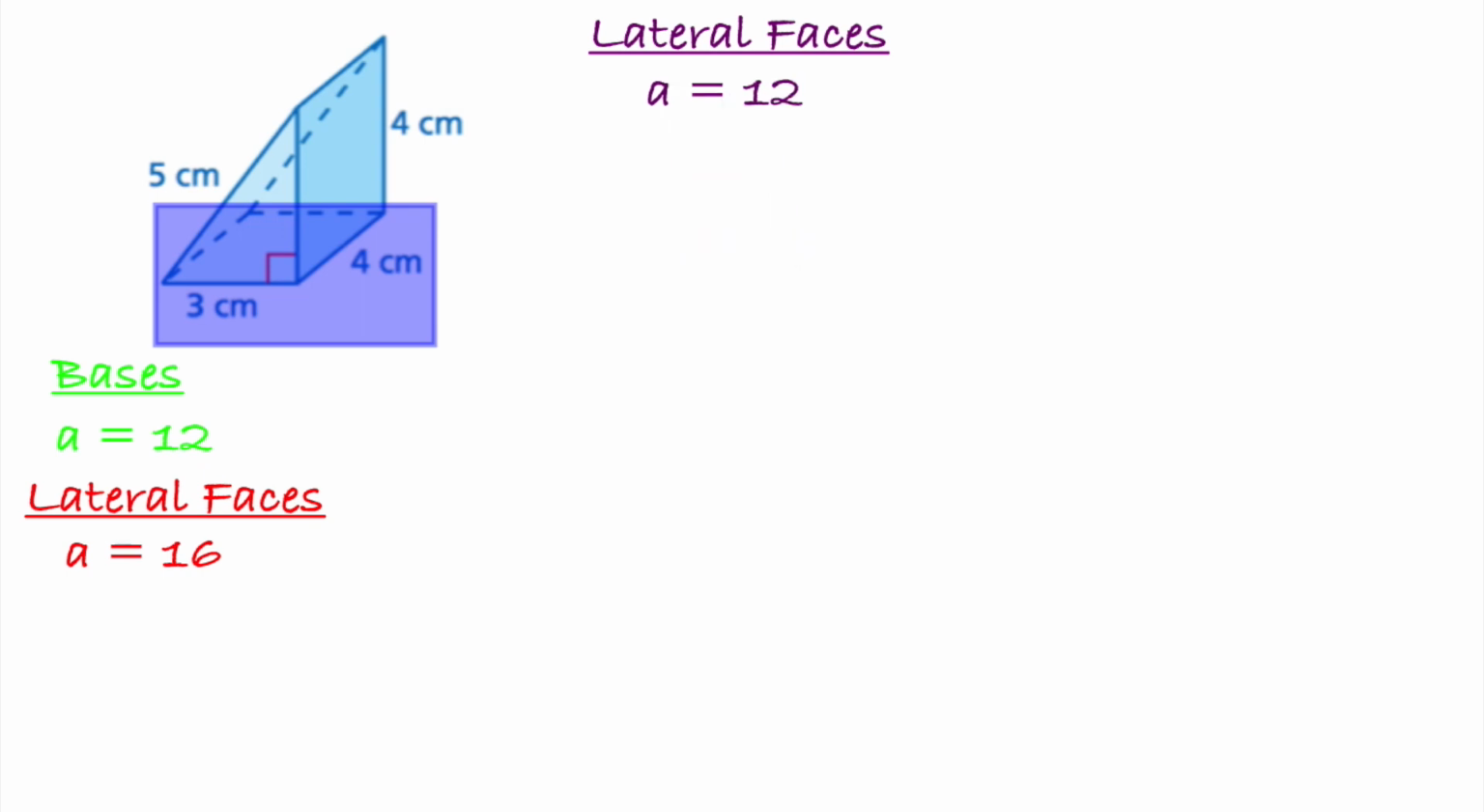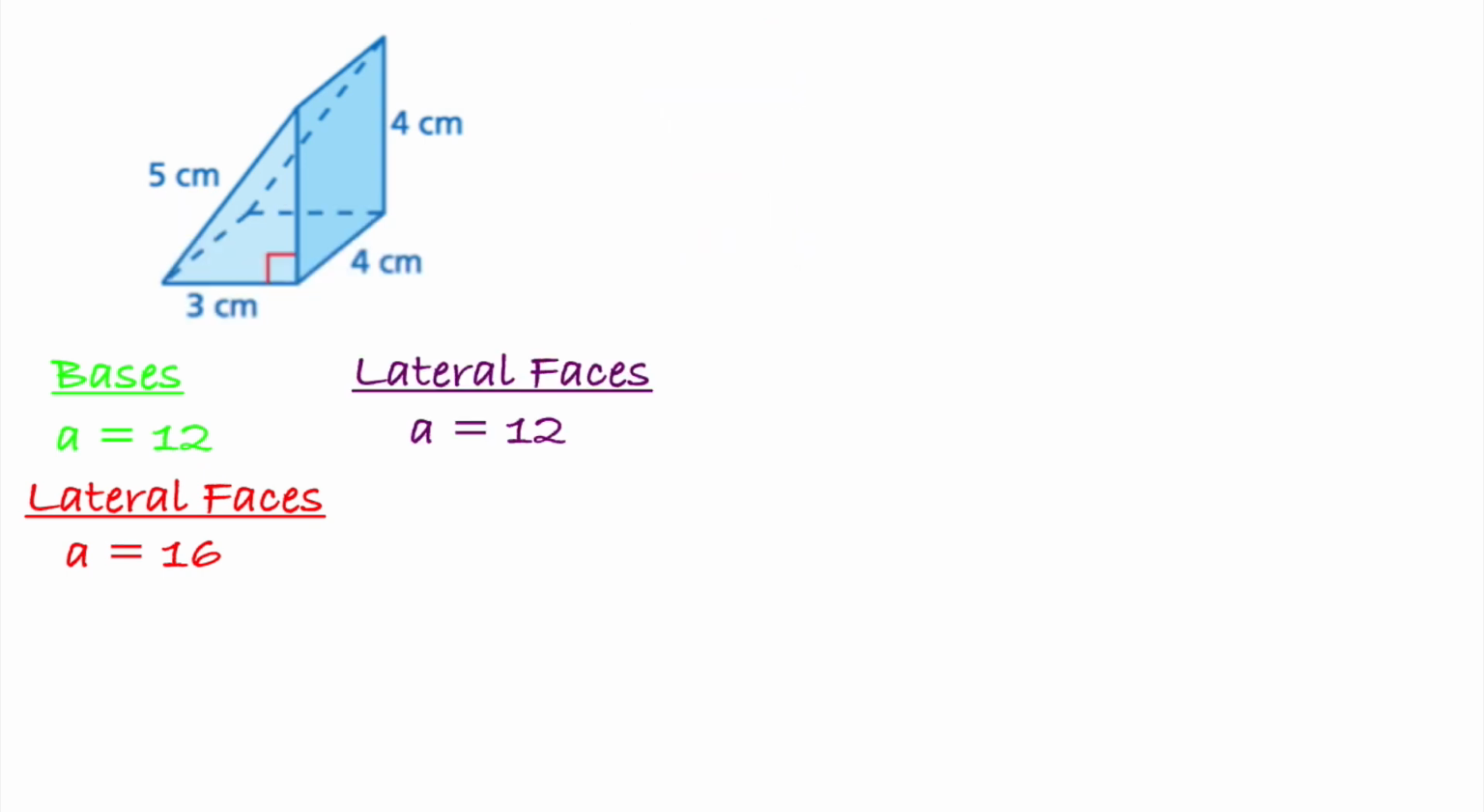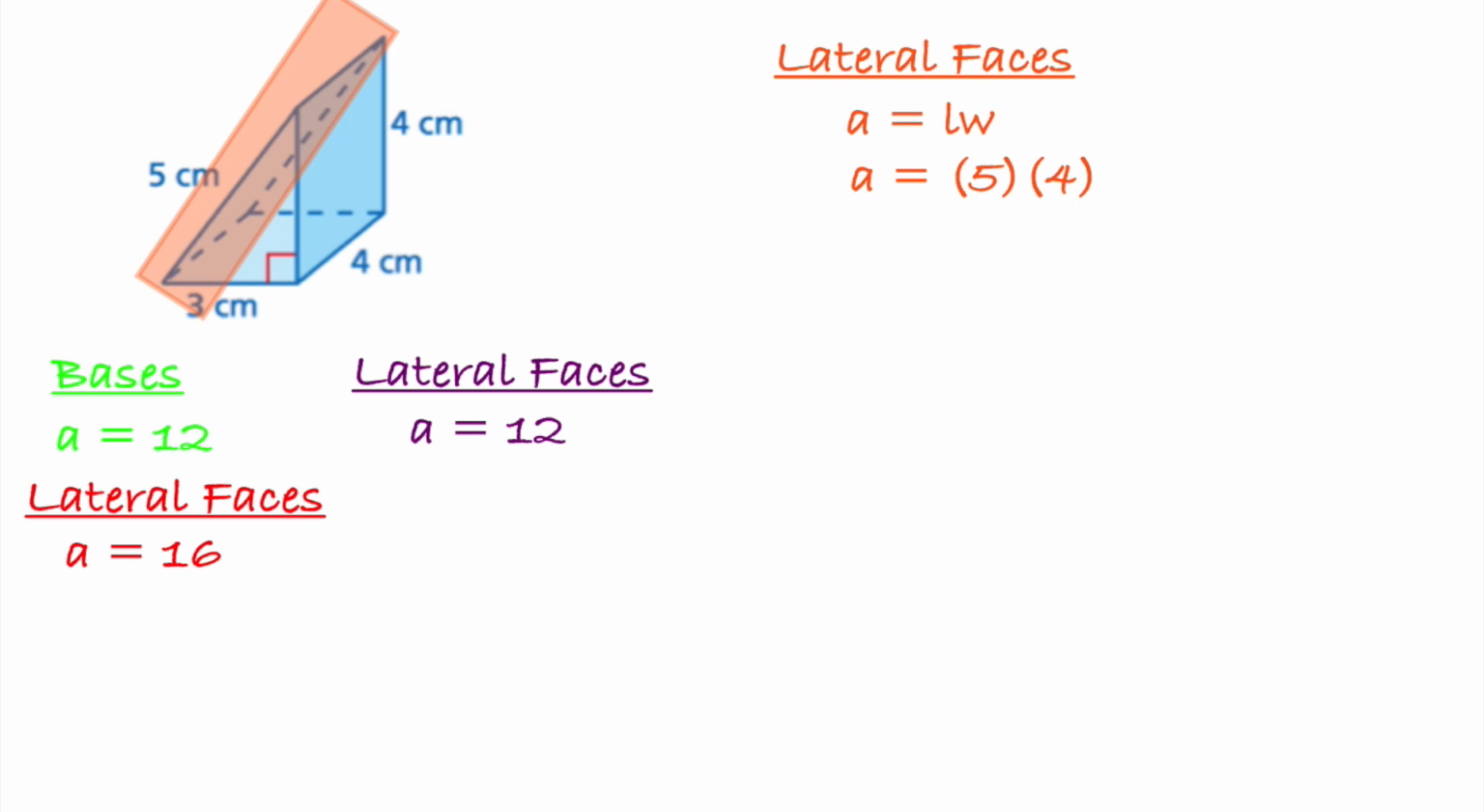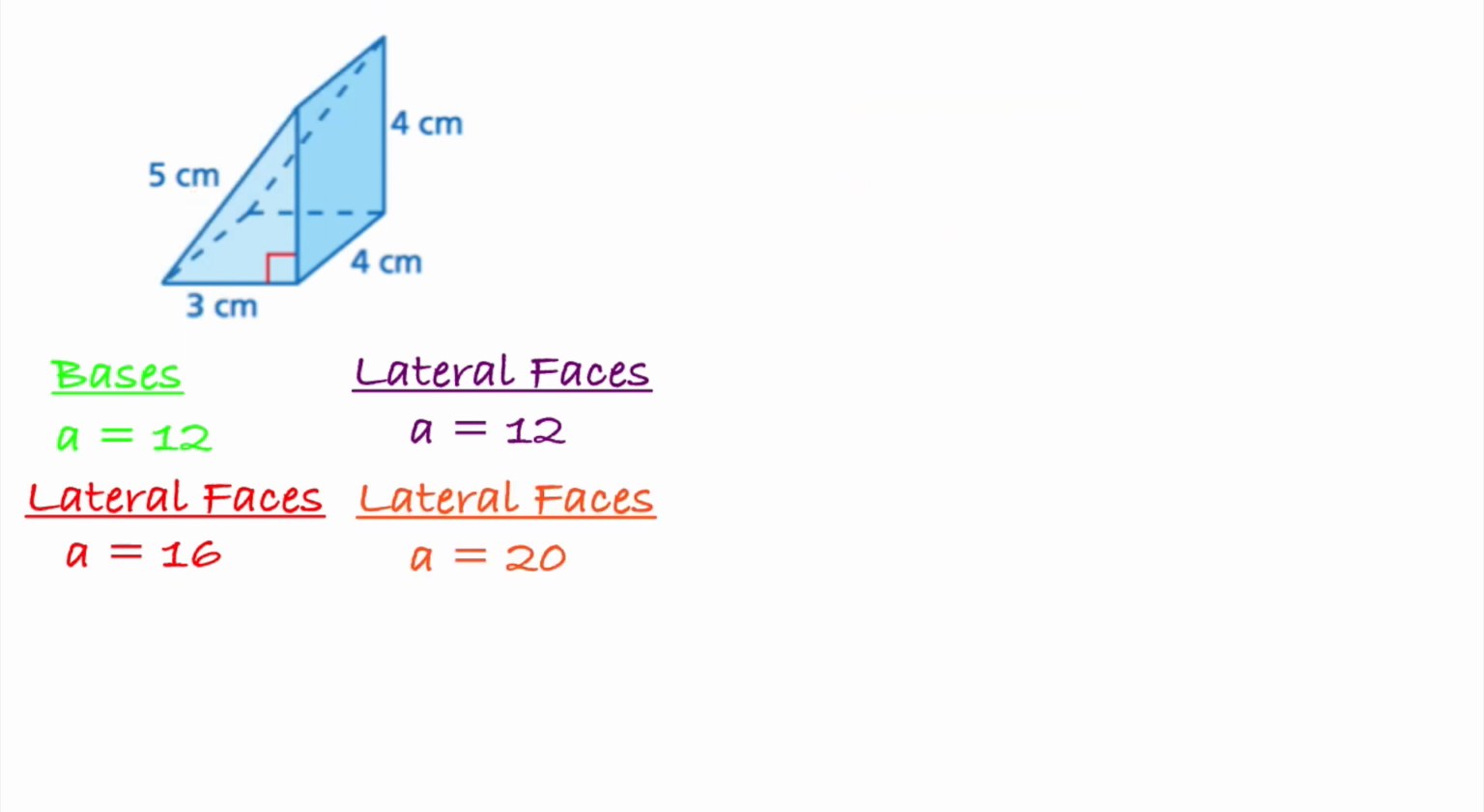So I'm going to put that area down with my other ones, and now I've got one more side that I need to find. So I've got it highlighted in orange here. So it's a rectangle, and the length is 5, and the width is 4, and that gives us an area of 20 centimeters squared. I'm going to put that down below.